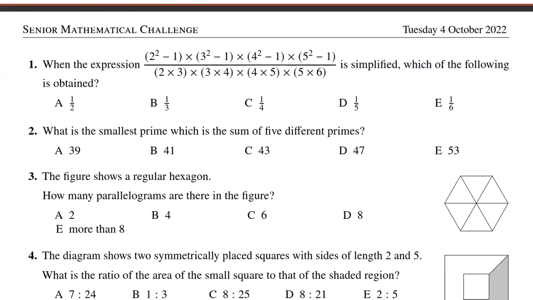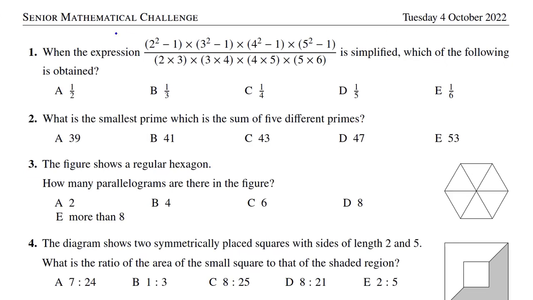Let's try. From the first problem, it says: when the expression (2 squared minus 1) times (3 squared minus 1) times (4 squared minus 1) times (5 squared minus 1), all over 2 times 3 times 3 times 4 times 4 times 5 times 5 times 6, is simplified, which of the following is obtained?